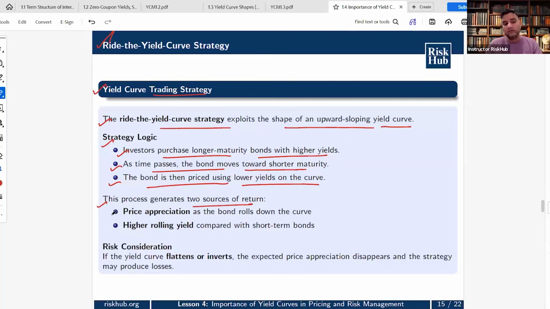This process generates two sources of return: one is the price appreciation as the bond rolls down the curve, and the other is a higher rolling yield compared with shorter-term bonds. Risk consideration: if the yield curve flattens or inverts, the expected price appreciation disappears, and the strategy may produce losses.